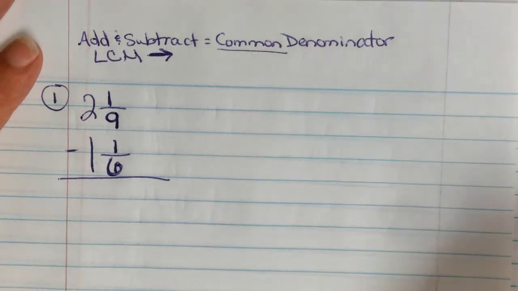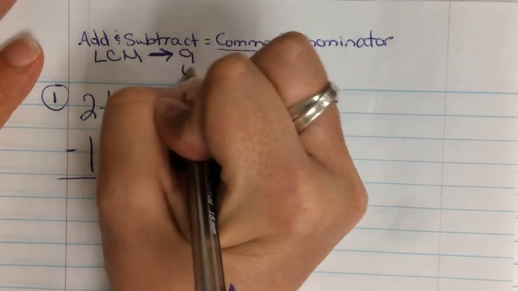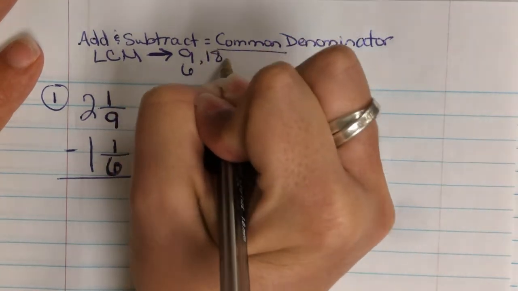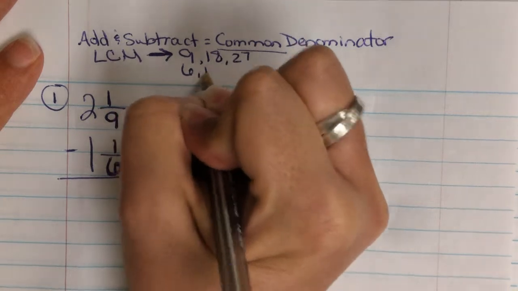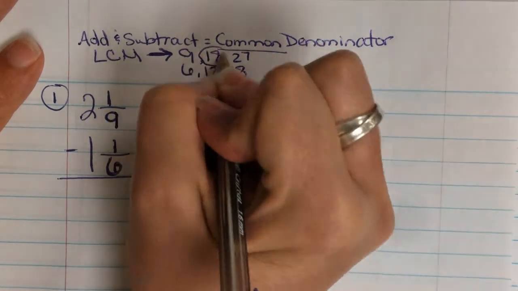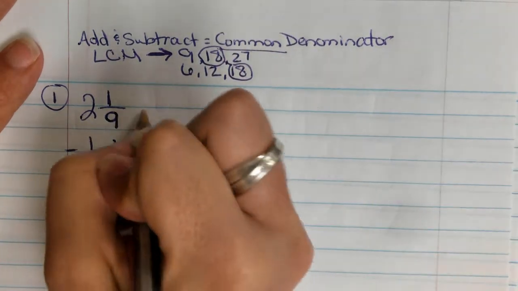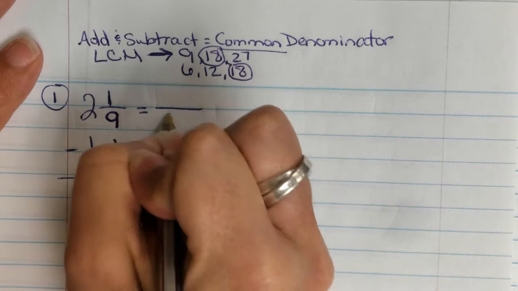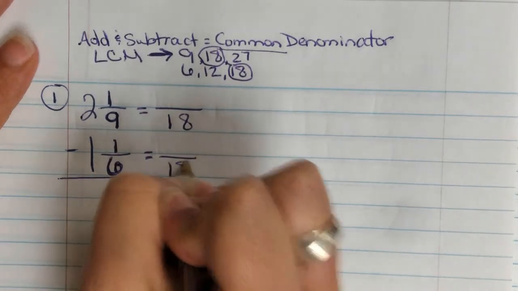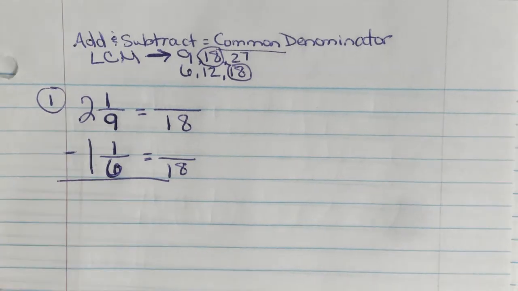But all you're really doing is skip counting. I call it skip counting by 9 and 6. So, if I skip count by 9 and 6, you get 18. And 18 is your LCM. Now, once you have found that common denominator, this is usually how I write it. You don't have to, but this is the way I do it.